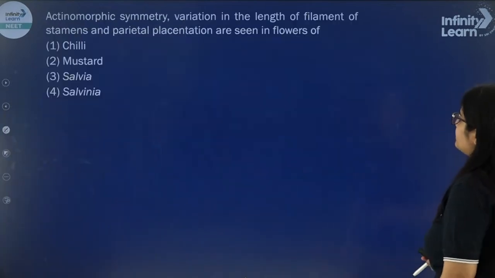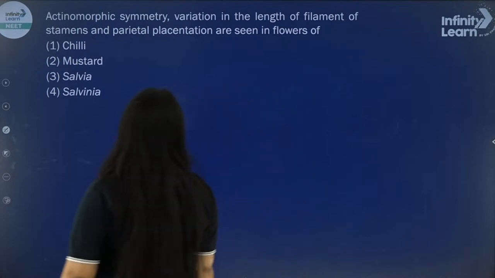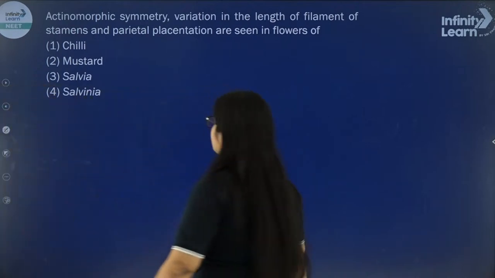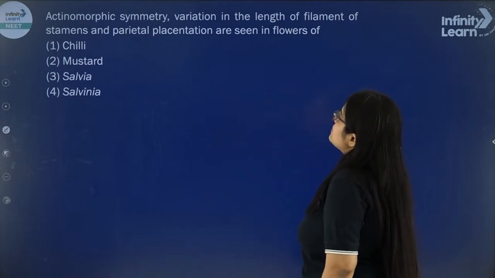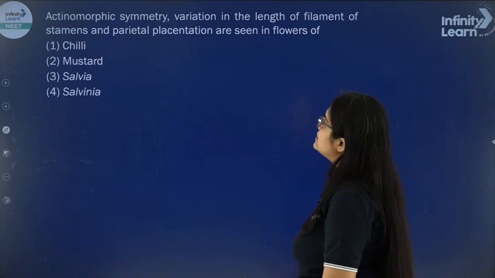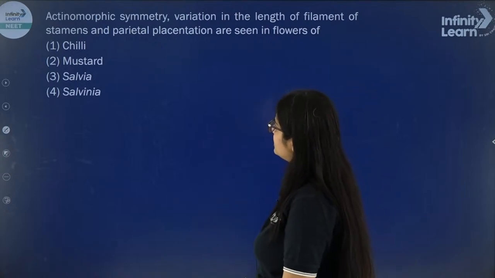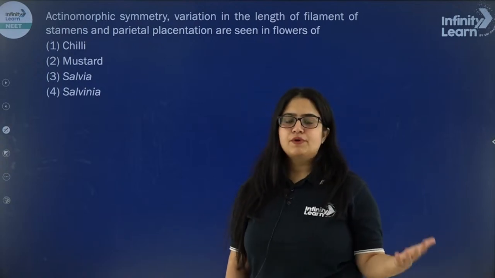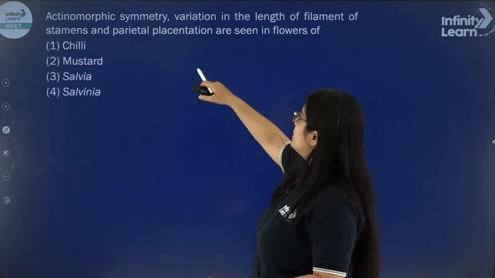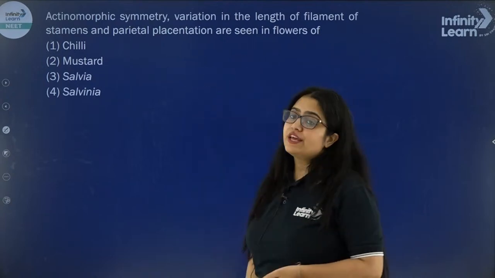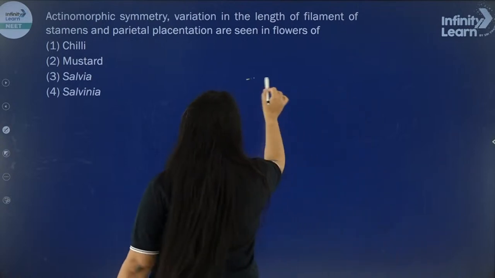Now, let's see the next one. Actinomorphic symmetry, variation in the length of the filament of stamens and parietal placentation are seen in the flowers of... So, listen, my dear students, these are actually the characteristics of Brassicaceae. One such member of Brassicaceae is mustard. Brassicaceae flowers are actinomorphic and have variations in the length of the filaments also.